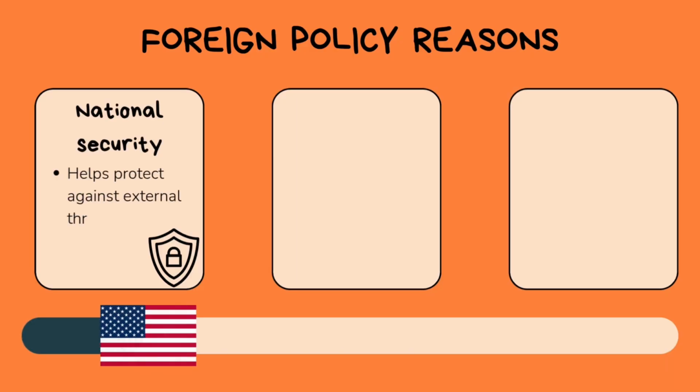But why does the U.S. have a foreign policy? There are three main reasons why the U.S. has a foreign policy. The first is national security. By having a foreign policy, it helps protect the U.S. from external threats or conflict.